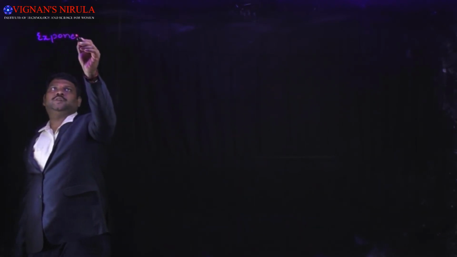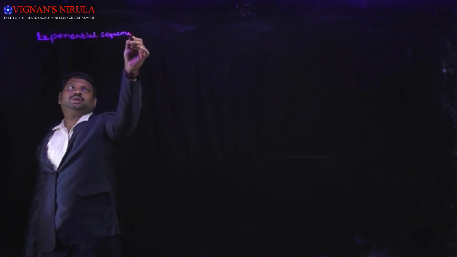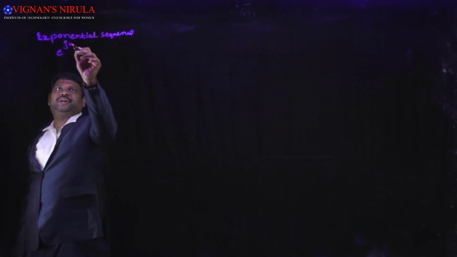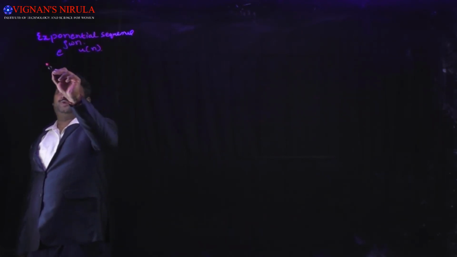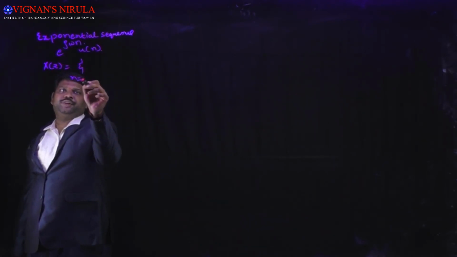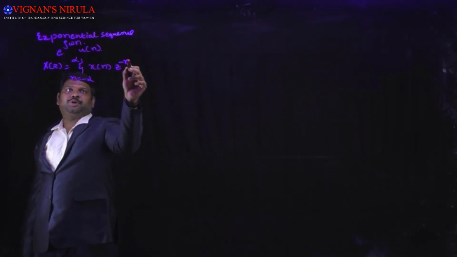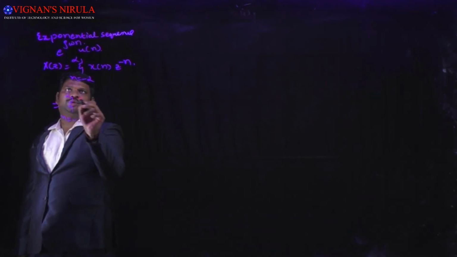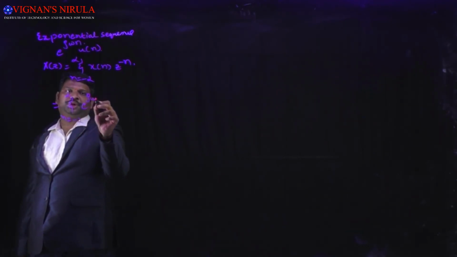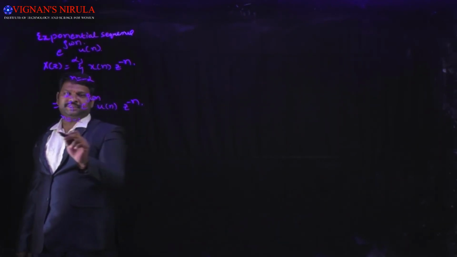Exponential sequence, that's e power j omega n into u of n. Therefore, its z transform will be given as X of z is equal to summation n varies from minus infinity to infinity x of n z power minus n. Substitute what is x of n. x of n is e power j omega n into u of n, z power minus n.